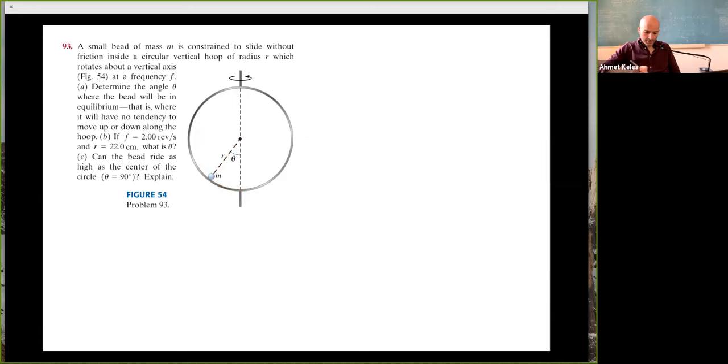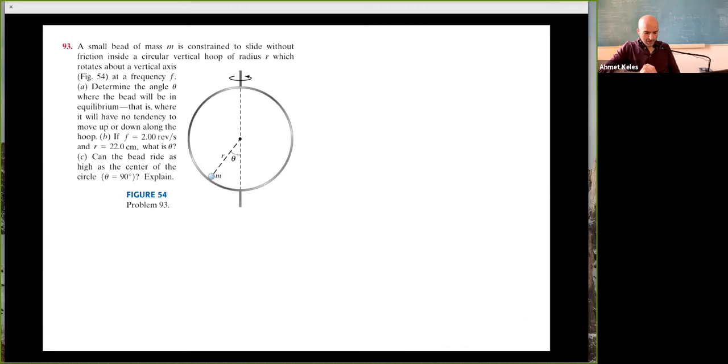As this hoop, of course, rotates, if you look at the bead's trajectory, it's going to be something like that, right? Or maybe I can use that dot. So if you just look at this bead, ignoring the hoop, it's going to be something like that. And this is a circular motion.